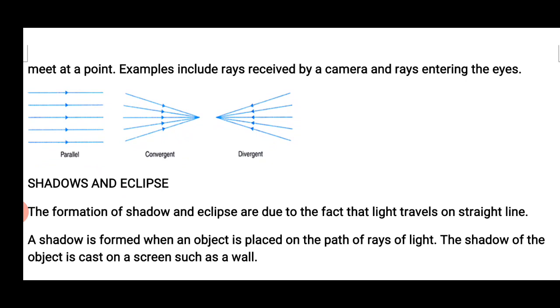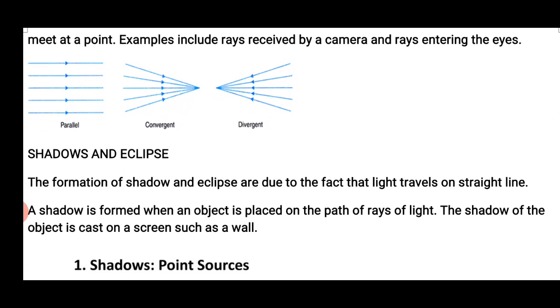You can see the diagrams of the parallel rays. See that they are traveling along the same path and they never meet. And you can see the convergent beam, all of them coming from different points and meeting at a particular point. Also the divergent beam, you have rays of light moving from a particular point and they move in different directions.